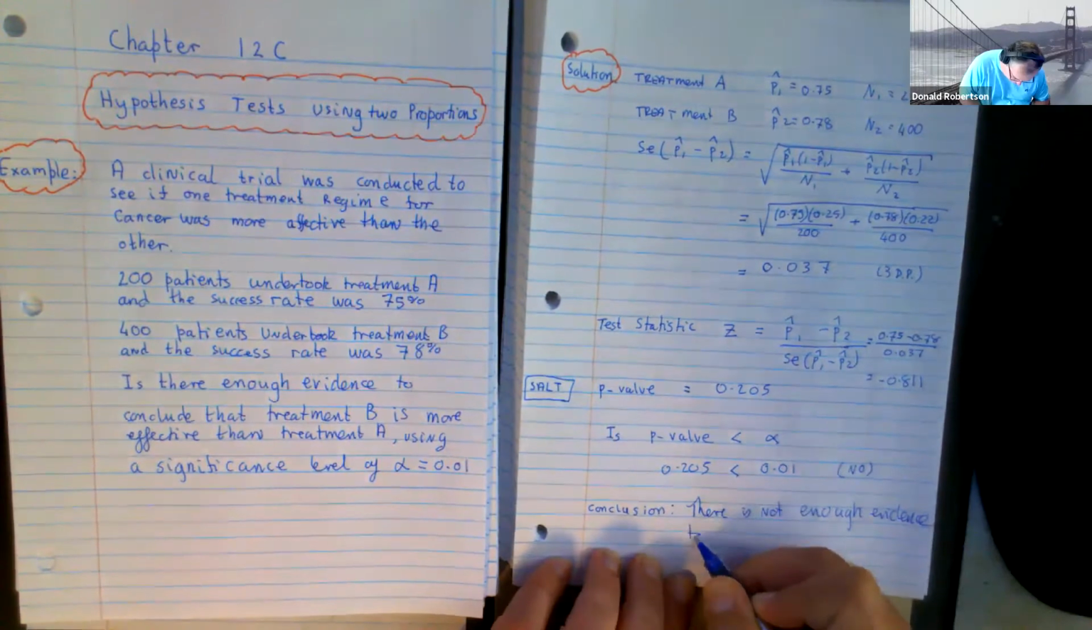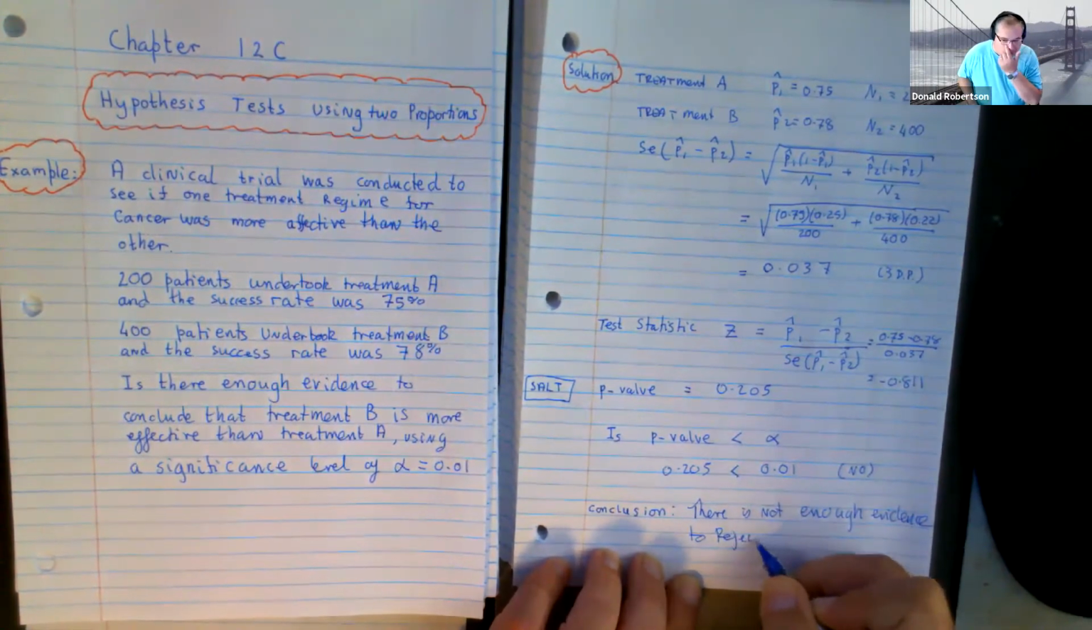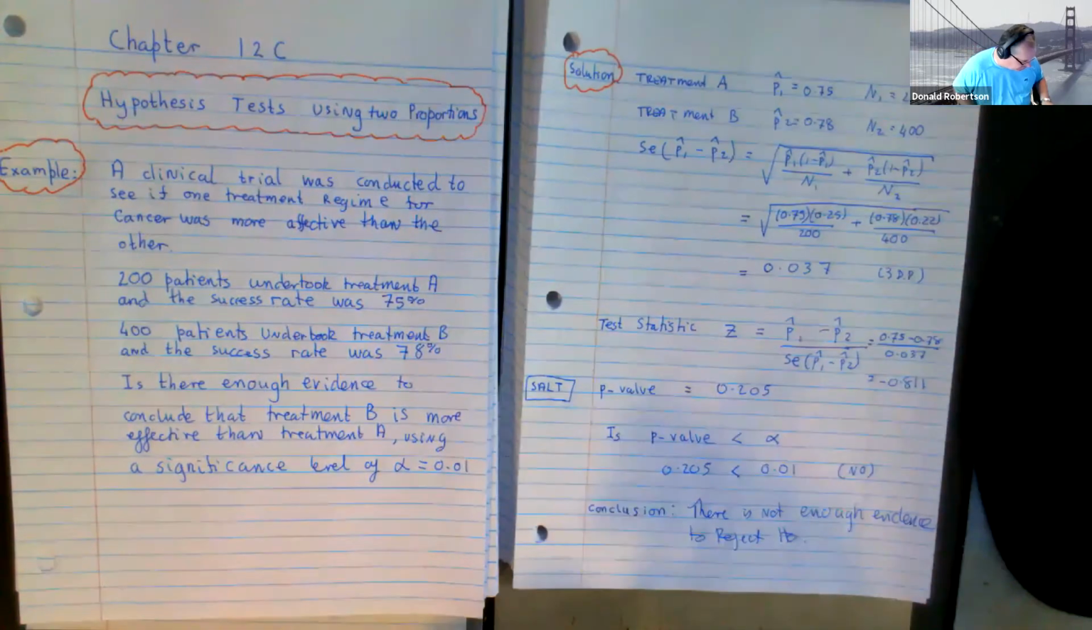I'll say to reject H naught. But they might say to reject the null hypothesis or another phrase that is essentially the same. Can you imagine that that entire clinical trial could easily have cost $500,000?